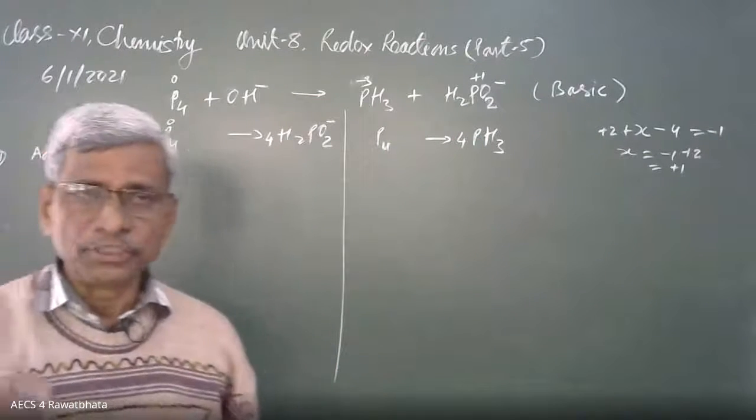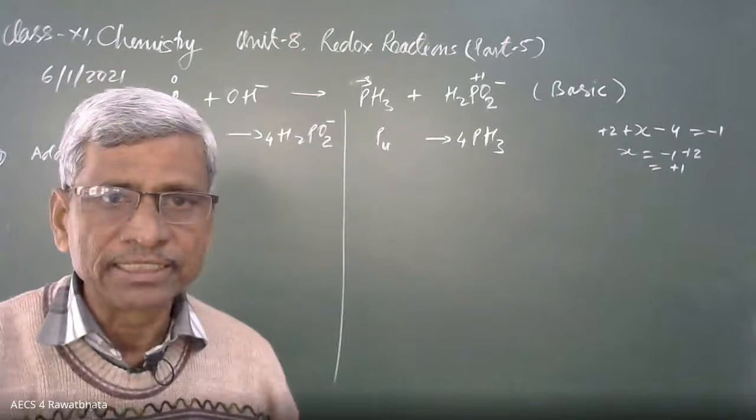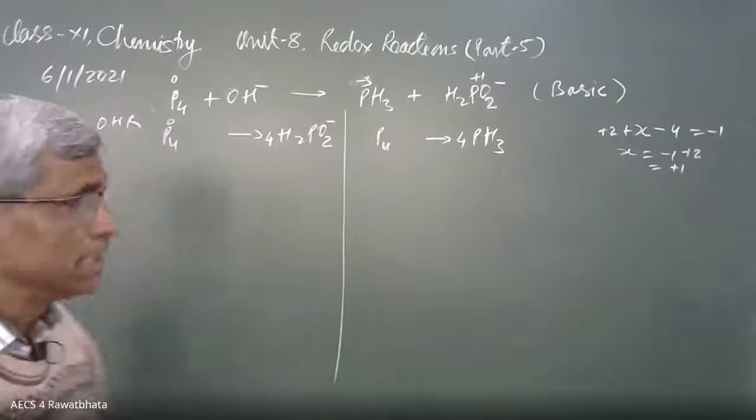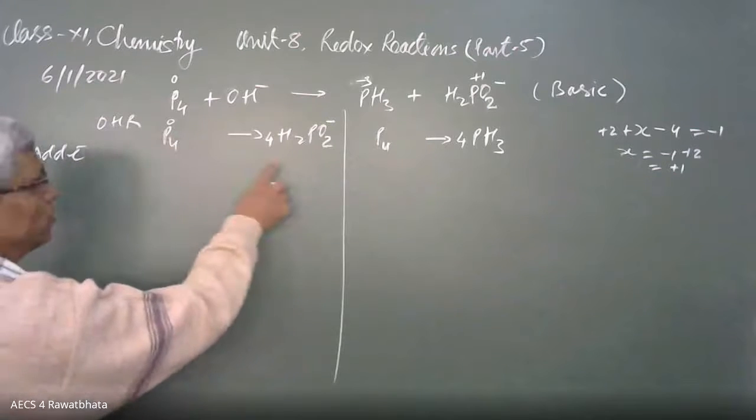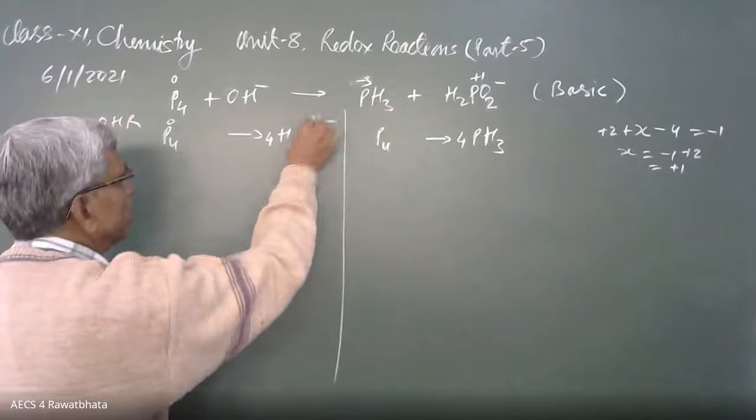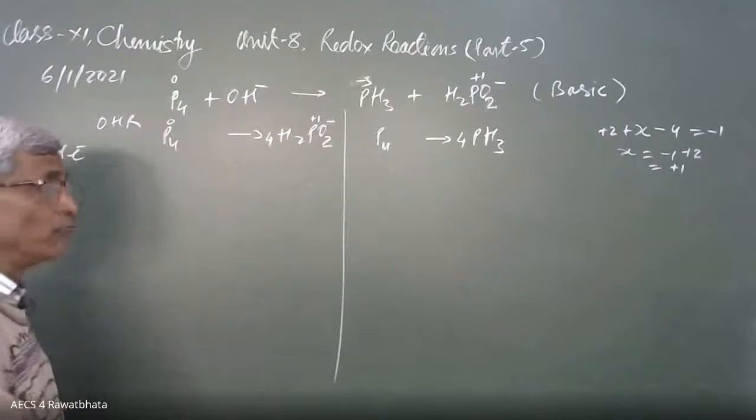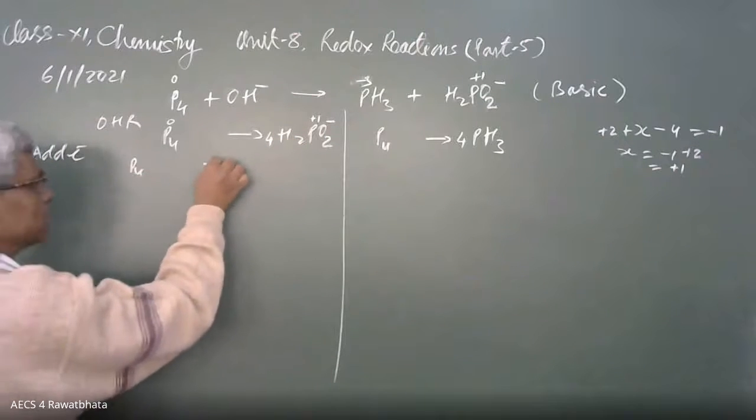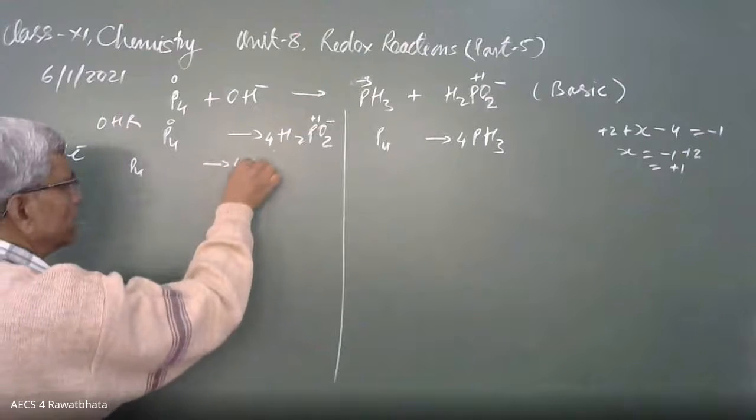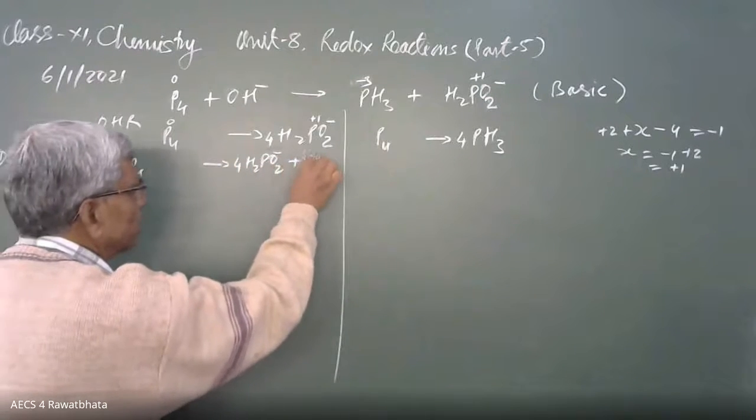The element which is going to oxidize or reduce, we have to balance at the same time. Okay, so this is the way. And add electrons: 0 is going to change into plus 1, and 4 phosphorus are there, so the total becomes plus 4, losing 4 electrons. P4 gives 4 H2PO2 minus plus 4 electrons.